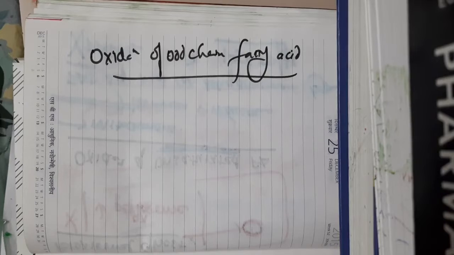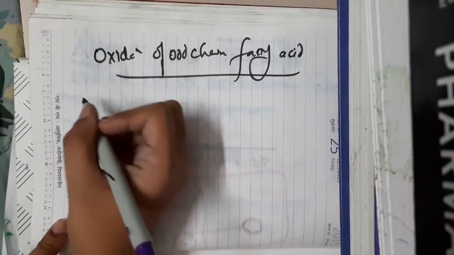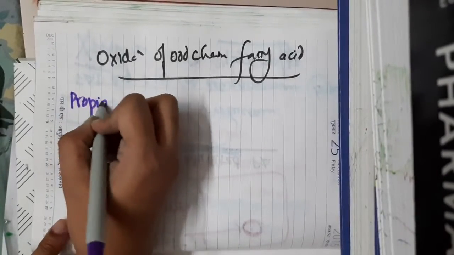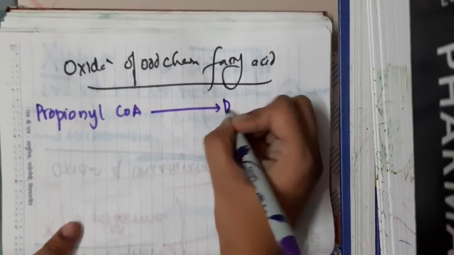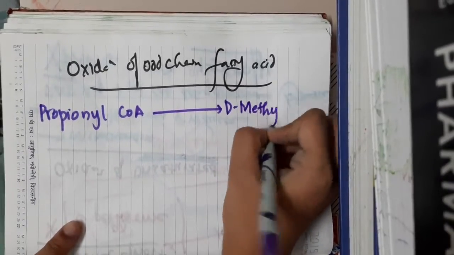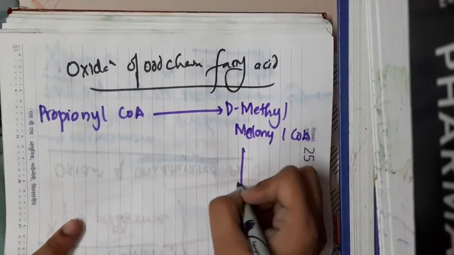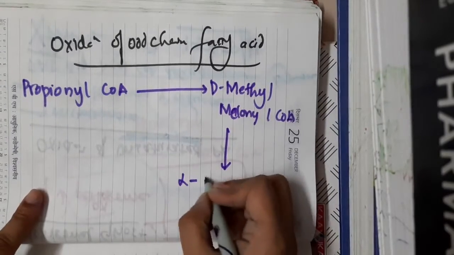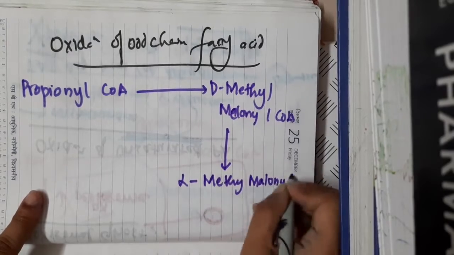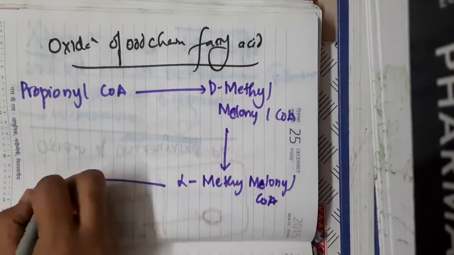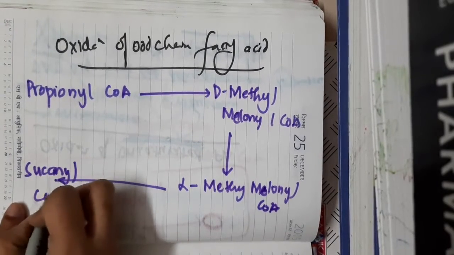Hello friends, let us now learn some important points about oxidation of odd chain fatty acid. One of the odd chain fatty acid is propionyl-CoA. Propionyl-CoA, in the presence of propionyl-CoA carboxylase, forms D-methyl-malonyl-CoA. This D-methyl-malonyl-CoA, in the presence of racemase, forms L-methyl-malonyl-CoA. This L-methyl-malonyl-CoA, in the presence of methyl-malonyl-CoA mutase, forms succinyl-CoA.